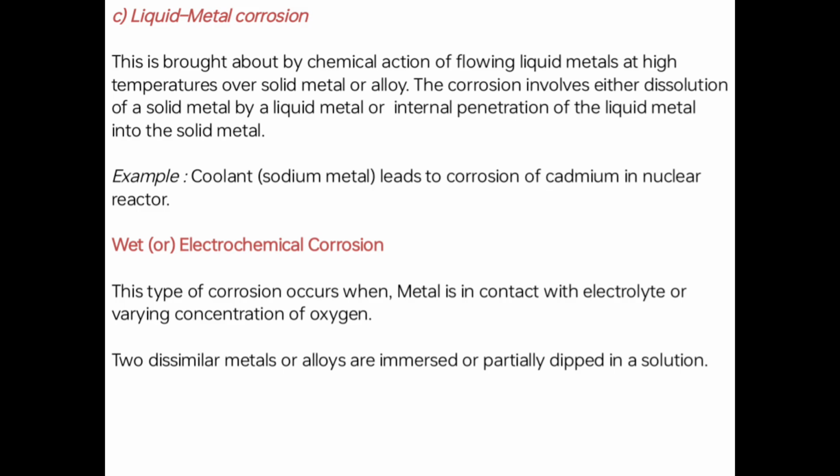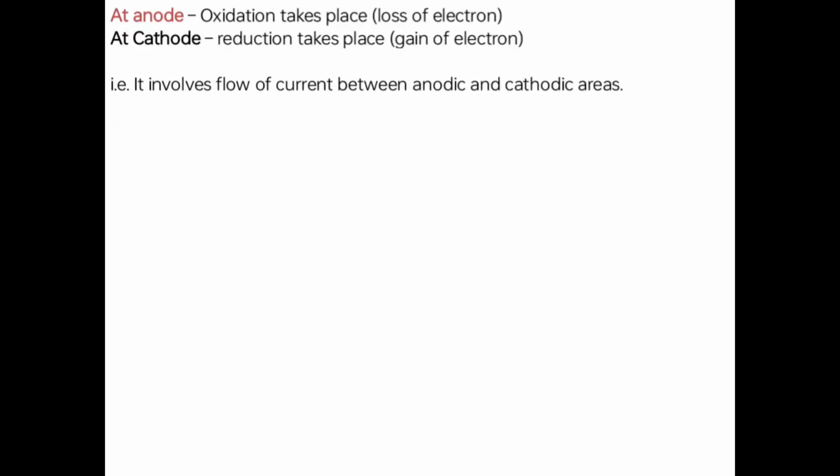Wet or electrochemical corrosion. This type of corrosion occurs when a metal is in contact with an electrolyte or with varying concentrations of oxygen. Two dissimilar metals or alloys are immersed or partially dipped in solution. At the anode, oxidation takes place, loss of electrons. At the cathode, reduction takes place, gain of electrons. It involves the flow of current between anodic and cathodic areas.